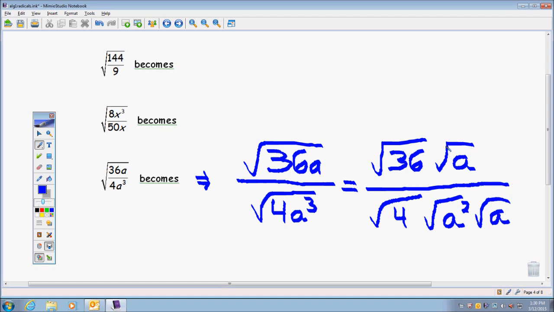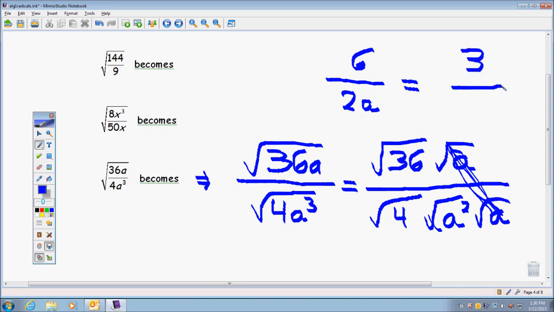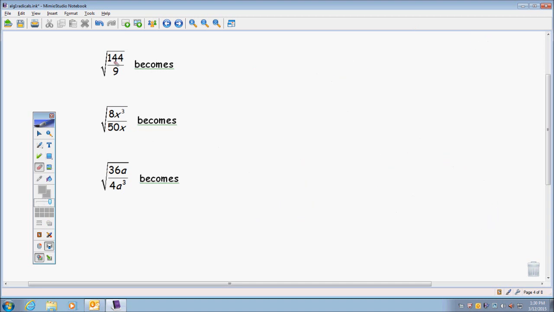So what you're going to have, these are gone, right? A over a is gone. So what you're going to have on the top is 6. Radical 36 became 6. Radical 4 becomes 2. And radical a squared becomes a. Now, you can divide anything by anything. They don't have to be like terms. 6 divided by 2 is 3. So you're going to have 3 over a as your answer. Remember, 6 over 2 becomes 3. And there you have it. Okay. Moving on.